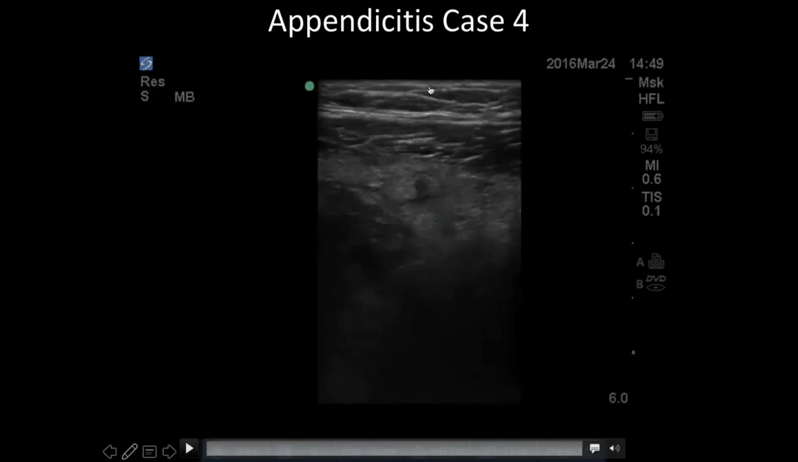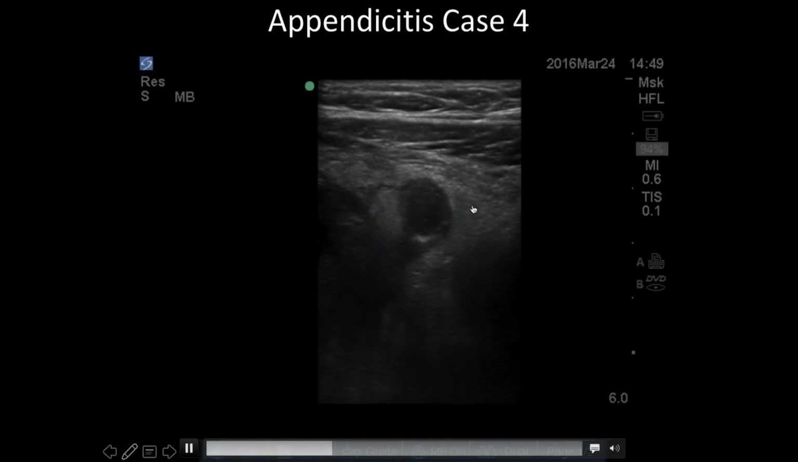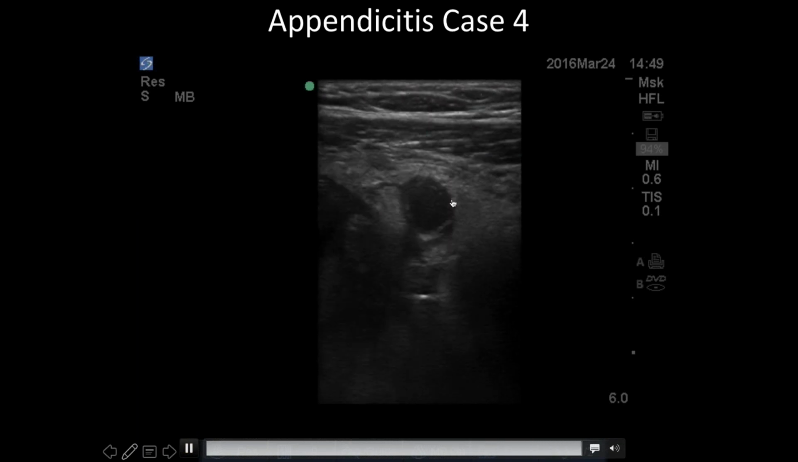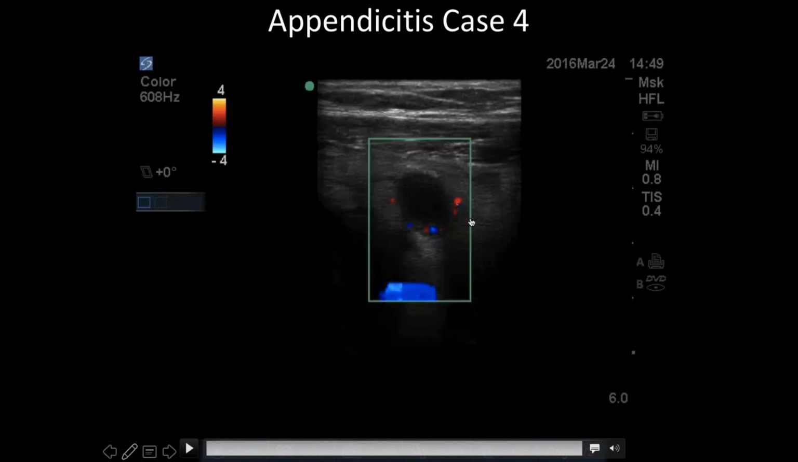So I switch out to my linear probe, and I'm going to see if I see any features that are worrying. So number one, the clarity of this appendix is gone. It's not the usual multi-layered appendix that I usually see, and also I get to see the periappendiceal inflammation much better now.